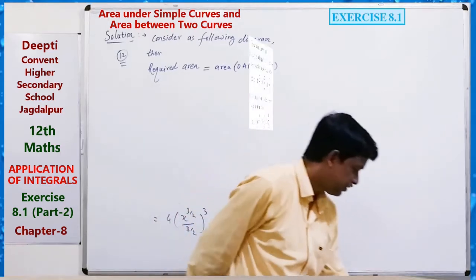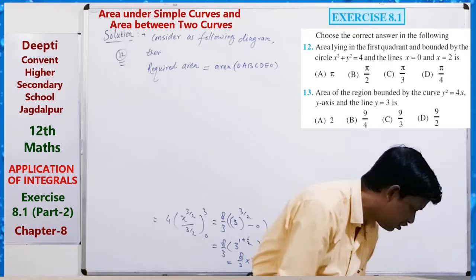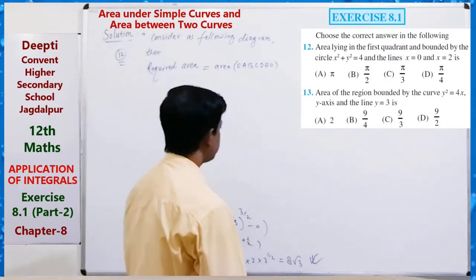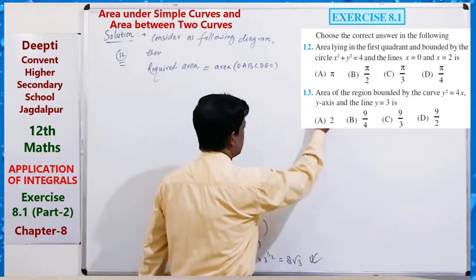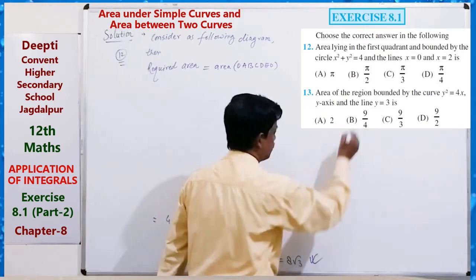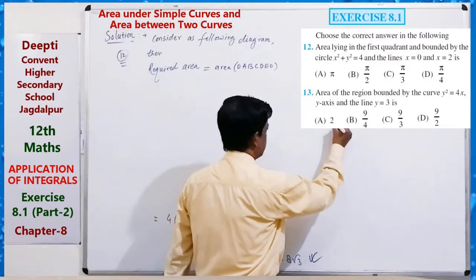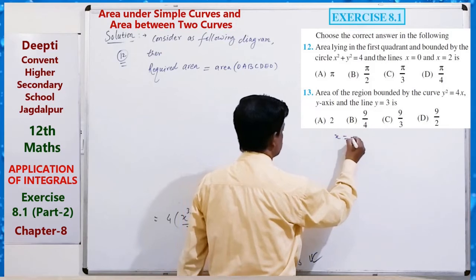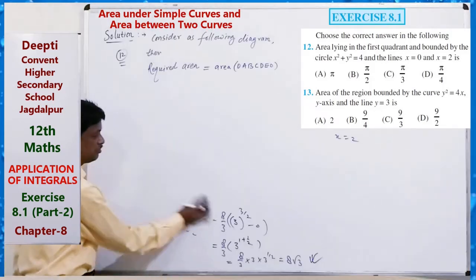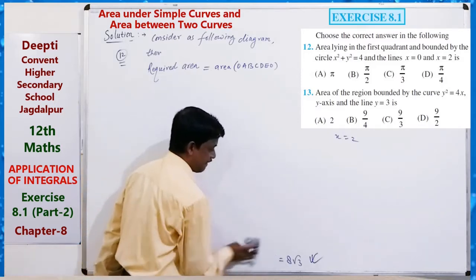Question 12: area lying in the first quadrant bounded by the circle x square plus y square equals to 4 and the line x equal to 0, x equal to 2. This is the given circle, and the lines x equal to 0, x equals to 2. So we have to find the area between these. What will be the answer?